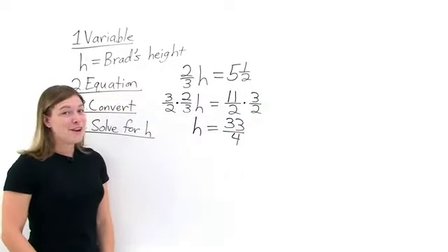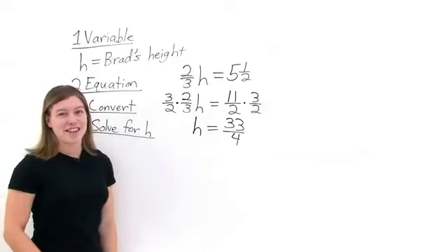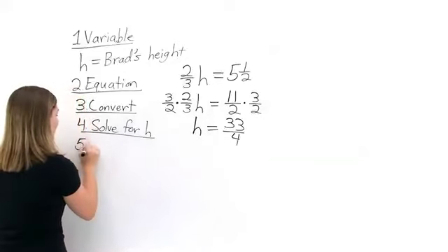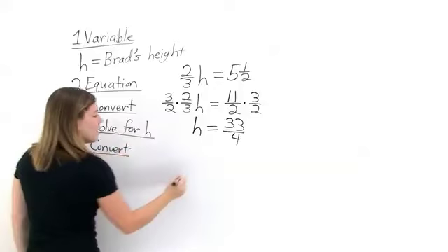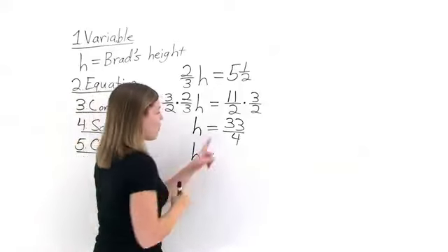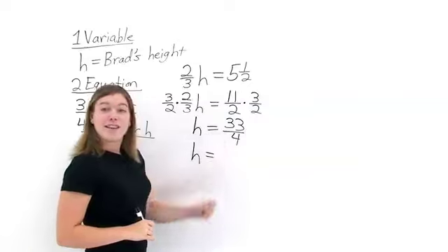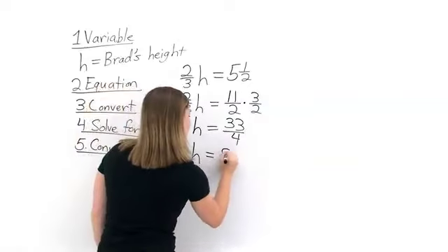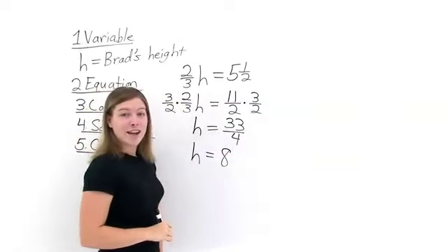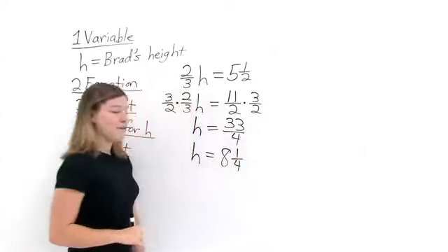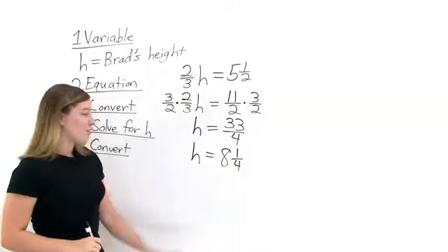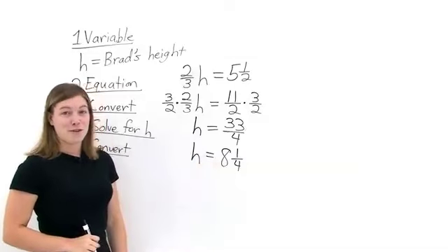But normally, we don't represent height as an improper fraction. So let's convert our answer back to a mixed fraction. To do this, we want to take 33 divided by 4. This happens wholly 8 times. Then our remainder of 1 gets put in the numerator of a fraction over our denominator of 4. Now we have an answer of h is equal to 8 1/4.